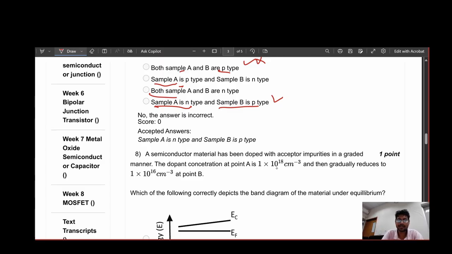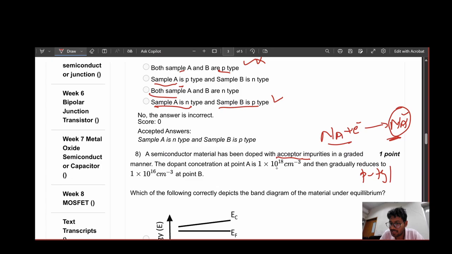A semiconductor material has been doped with an acceptor impurity. The acceptor impurity is accepting the electron and making the material P-type. Na plus electron turns into Na minus. So this is the ionized impurity which is accepting an electron. This is a negatively charged ion. So it is accepting the electron and making the material P-type.